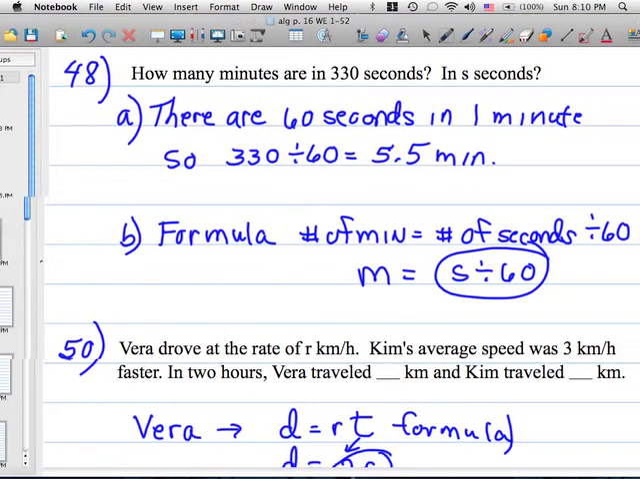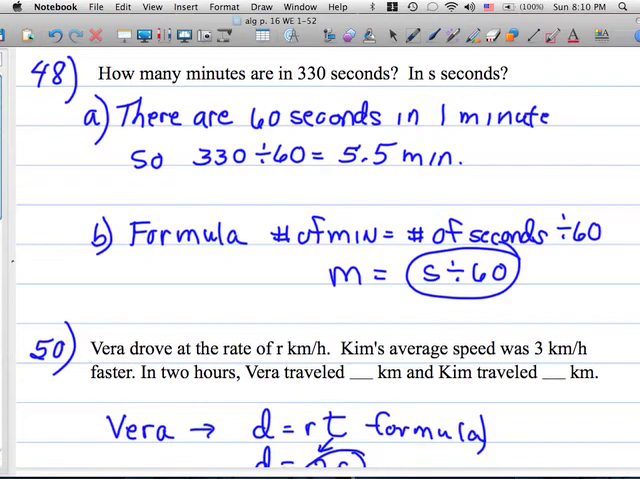Number 48, again, 2 problems. How many minutes are in 330 seconds? And then part B in S seconds. Since there are 60 seconds in 1 minute, we would take the total number of seconds, divide it by 60, and we would find out that there's 5.5 minutes. Our formula then would be to take total number of minutes would equal the total number of seconds divided by 60. So it'd be S divided by 60.